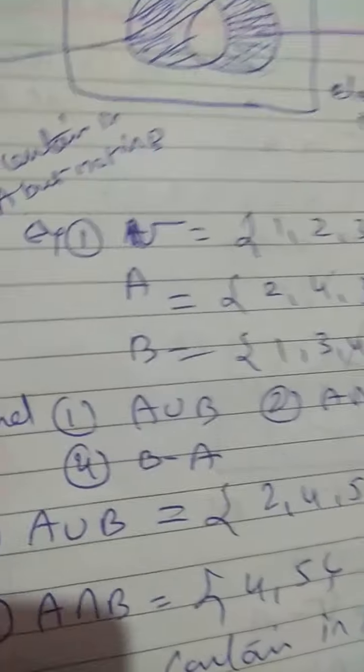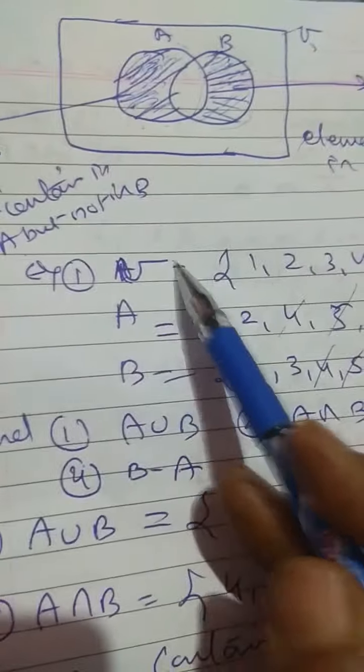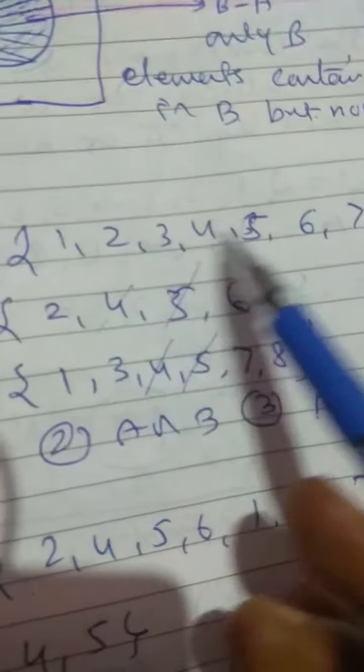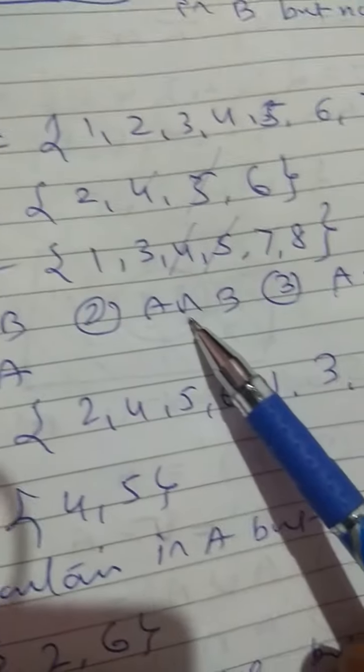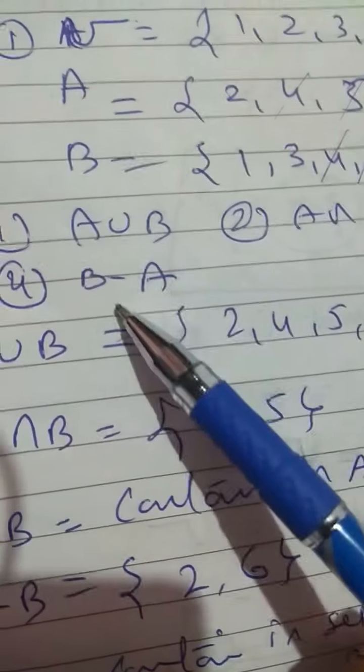Elements contained only in set B but not in set A. We can define it by an example. We have U, the universal set, having elements 1, 2, 3, 4, 5, 6, 7, 8, 9. A having elements 2, 4, 5, 6. B having elements 1, 3, 4, 5, 7, 8. Find out A union B, A intersect B, A minus B, and B minus A.